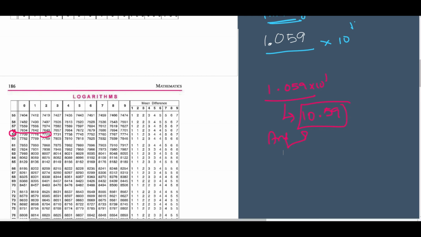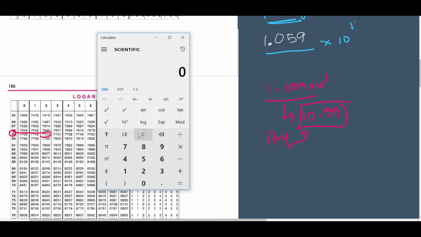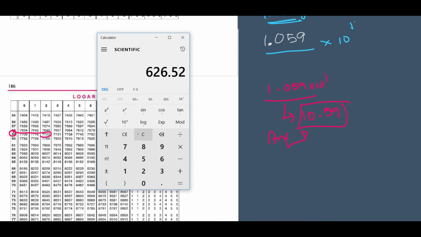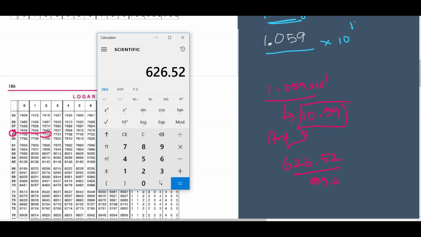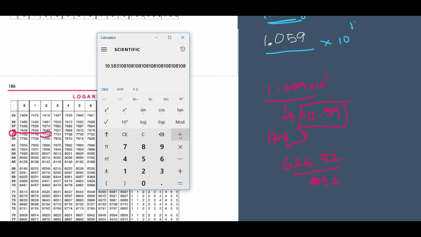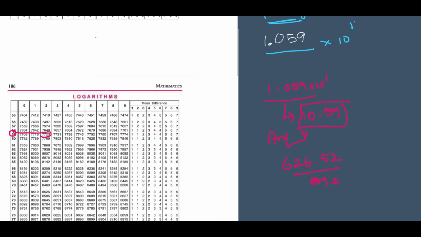So we will cross-check it with the calculator here. What is our number? 45.4 into 13.8. Our number is 66.52. 66.52 divided by 59.2. Let us check here. So what is my answer? 10.58. Look at the calculator. What is the value we are getting? 10.59 is exactly correct. Clear?